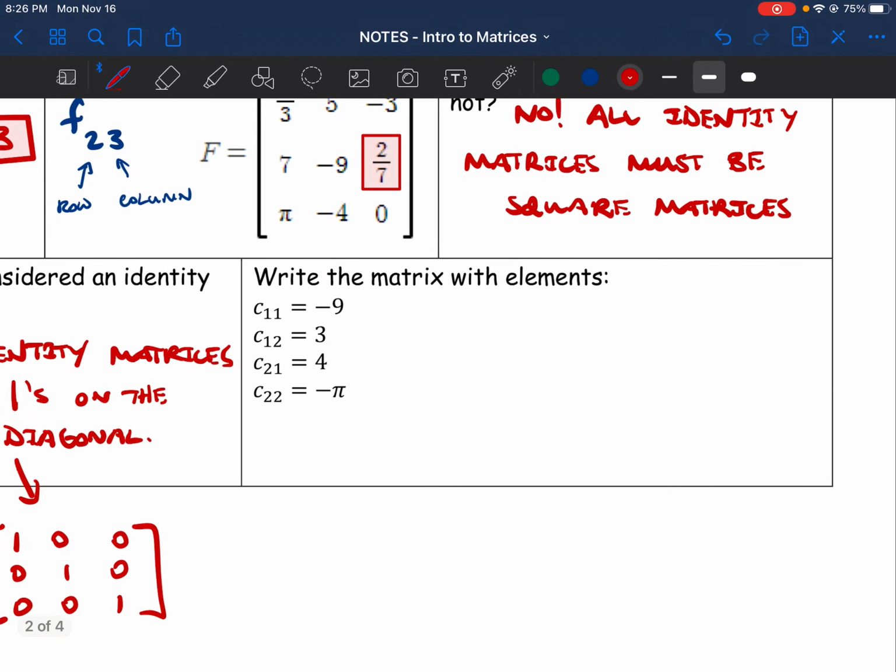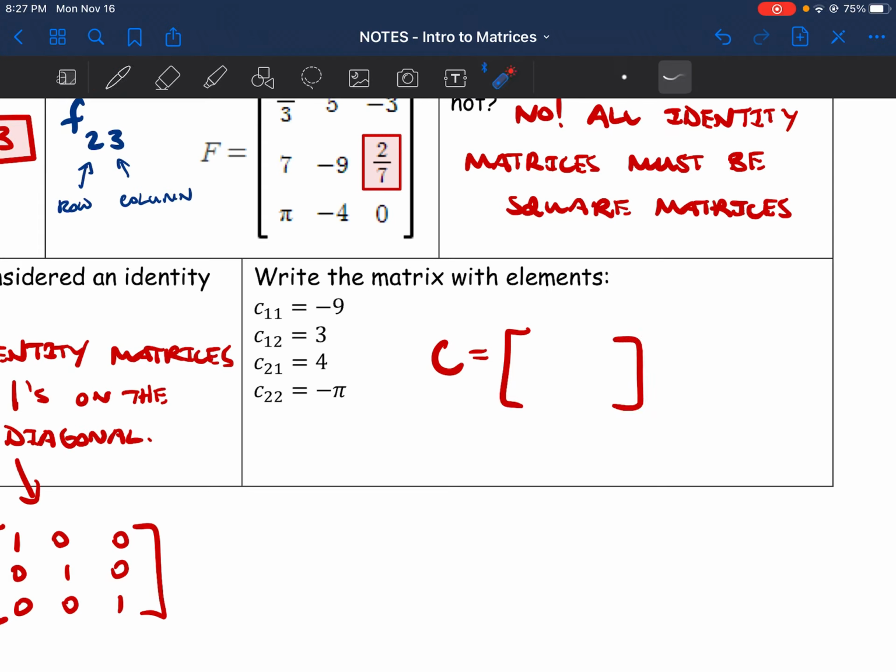For our last example in this section, we want to write the matrix with elements C sub 1, 1 equals -9, C sub 1, 2 equals 3, C sub 2, 1 equals 4, and C sub 2, 2 equals -4. Well, let's go ahead and first notice that these are lowercase c's, meaning that the name of the matrix is capital C. And it's looking like we have 2 rows and 2 columns.